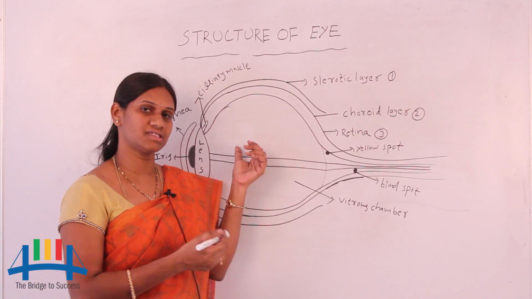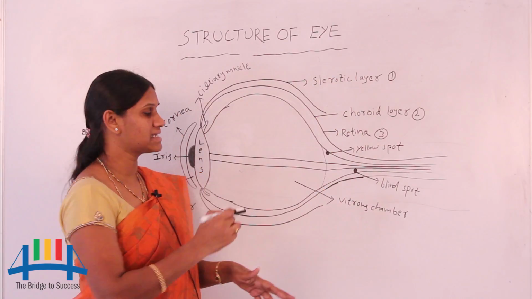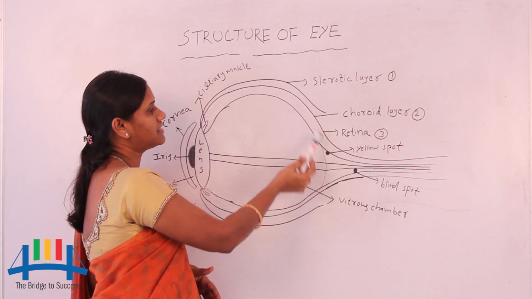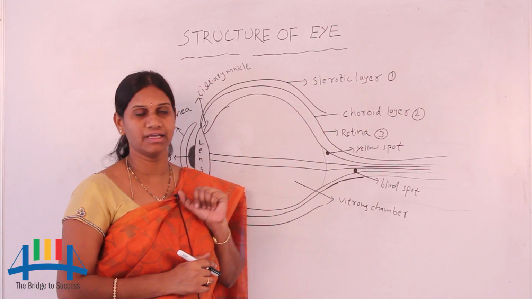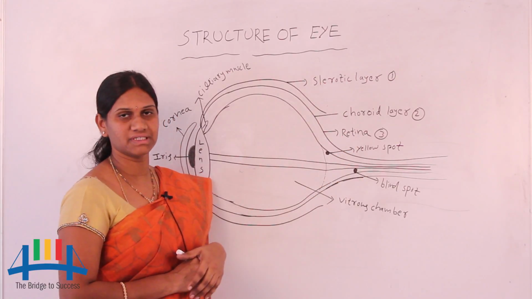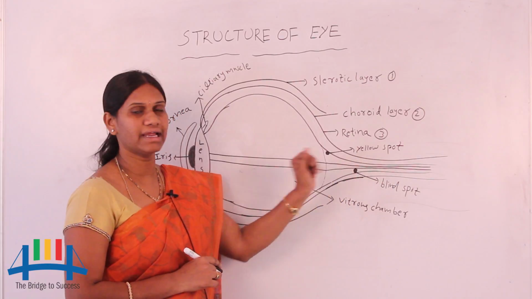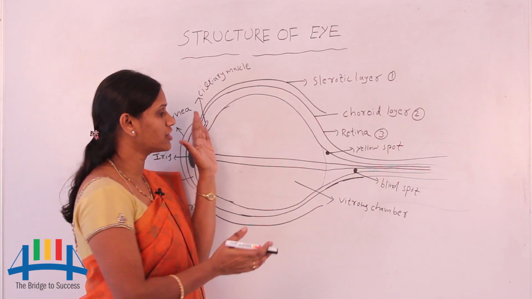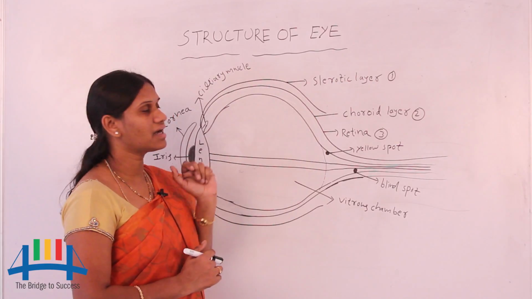When you observe the structure of the eye, we commonly look at three layers. The eye contains three layers. This is the external of the eye, and when you observe the internal structure, commonly three layers are present. Those are the sclerotic layer, the choroid layer and the retina. These three protect the eye and are also known as the three layers of the eye.